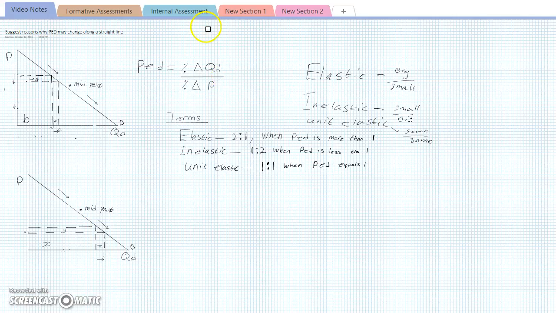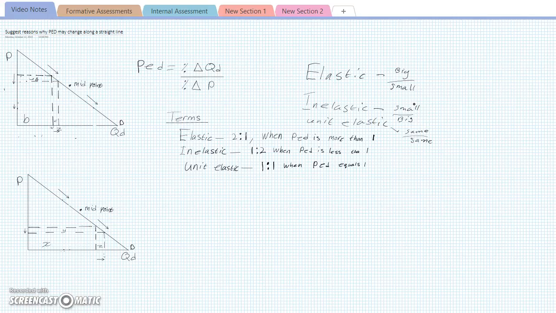So over here we have the equation for PED, and just for a rule of thumb, it's easy to remember. If it's elastic, that means the percentage change in quantity demanded is bigger than the percentage change in price. And for inelastic, it's the inverse of that: the percentage change in quantity demanded is smaller than the percentage change in price. And for unit elastic, they're proportionate to each other, meaning they're the same.